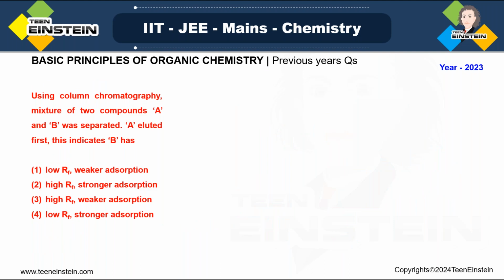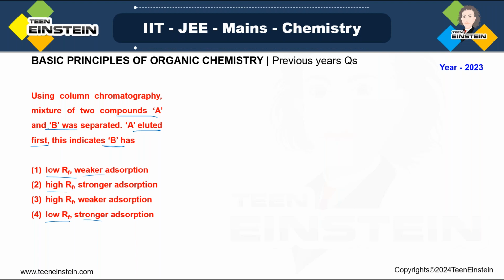Okay, using column chromatography we have a mixture of two compounds, A and B, and it is observed that A eluted first, and obviously that means B is eluting next after A. Now what does it mean? We have four options, low Rf for B, because all the information mentioned in the options is for compound B, right? So either low Rf with weak absorption or strong absorption, and low Rf with weaker, low Rf with stronger, like this. We have a total of four options.